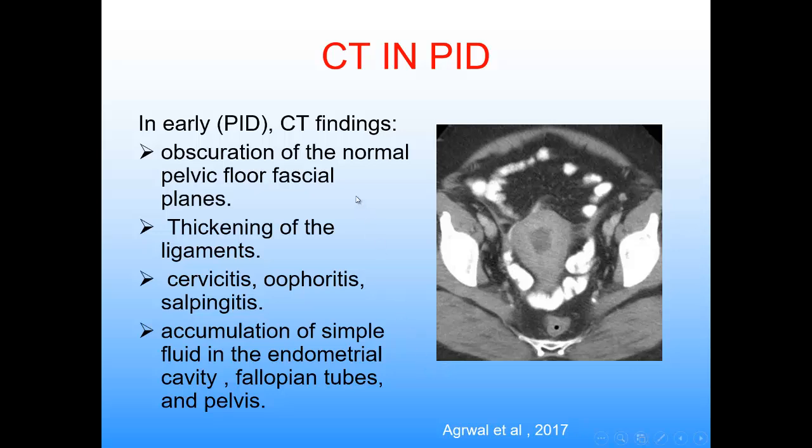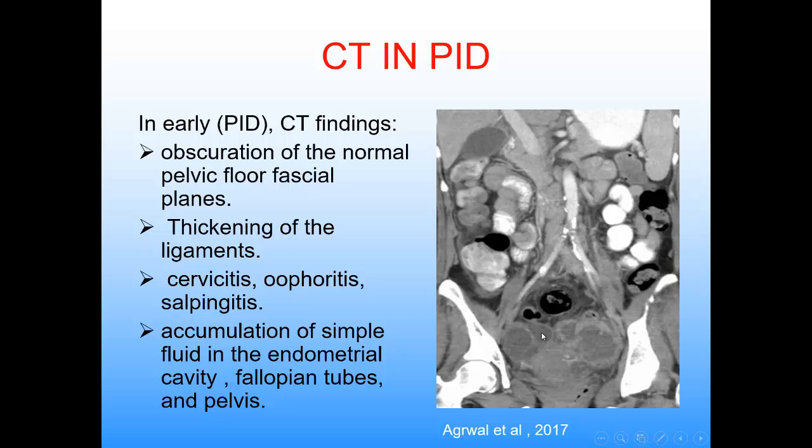In early PID, the CT findings can be obscuration of the normal pelvic floor fascial planes, thickening of the ligaments, cervicitis, oophoritis and salpingitis. All this can be detected by CT, and also by ultrasound, of course, at first. There may be accumulation of simple fluid in the endometrial cavity, fallopian tube, and pelvis. This is the normal uterus. This is the normal endometrium on CT. The endometrium on CT is usually non-enhancing, so it is usually hypodense in comparison to the normal myometrium.